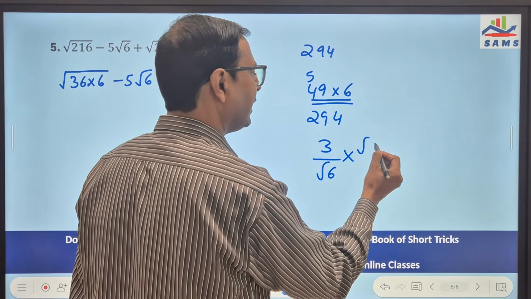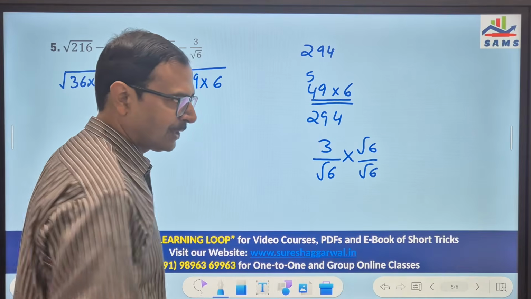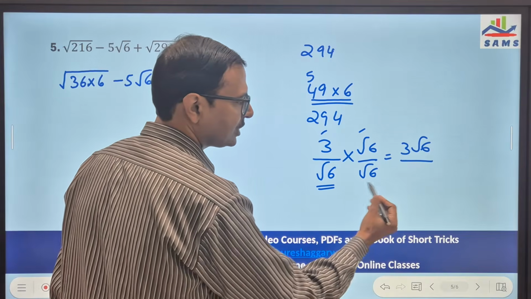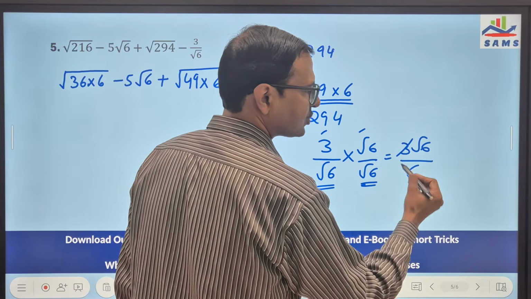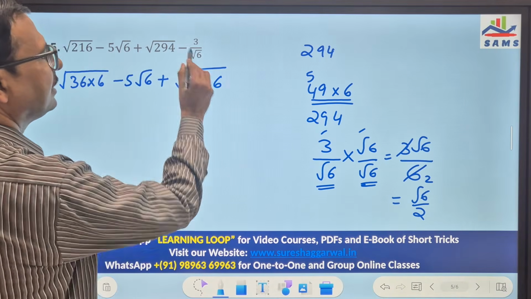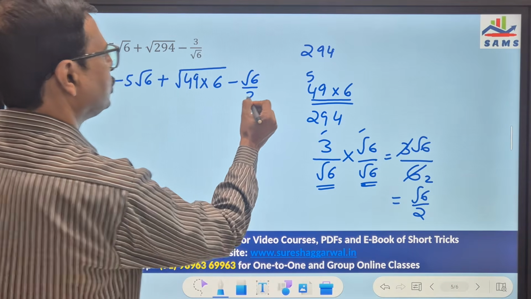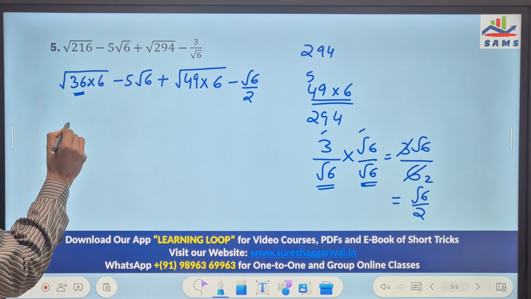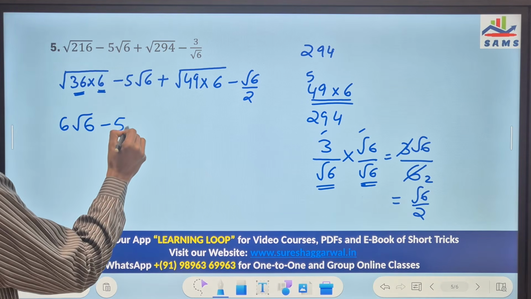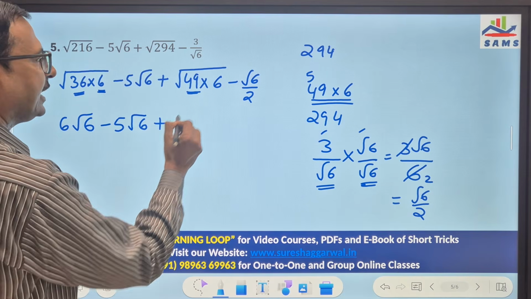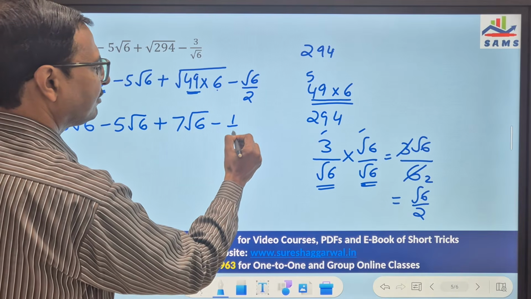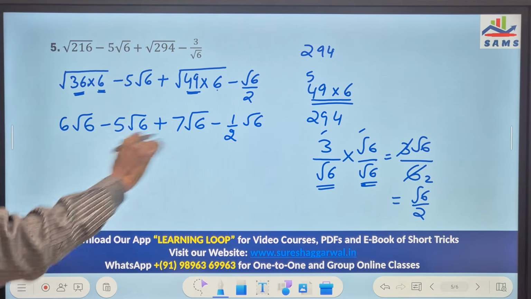I'll just rationalize it by root 6, like this. So 3 root 6 in the numerator, this and this, and root 6 into root 6 is 6. So this actually becomes root 6 upon 2. So I will write minus root 6 upon 2. So 36 comes out and becomes 6. This 6 remains inside, minus 5 root 6 plus 49 comes out 7, and the 6 remains inside, minus half and root 6. So we have a root 6 in everything.